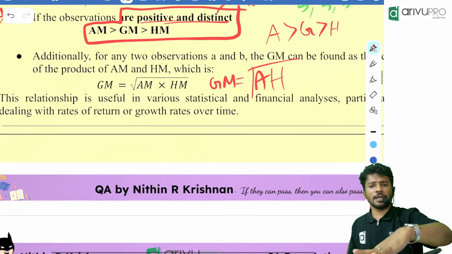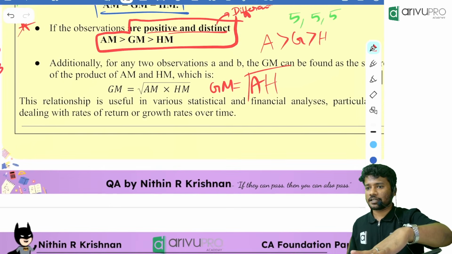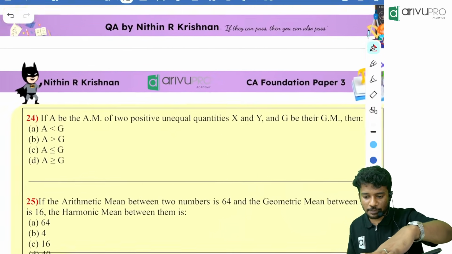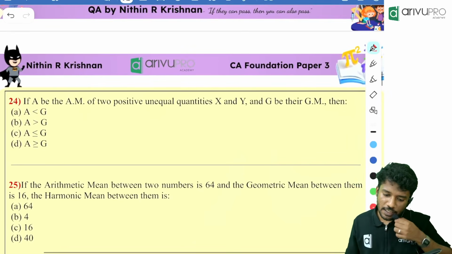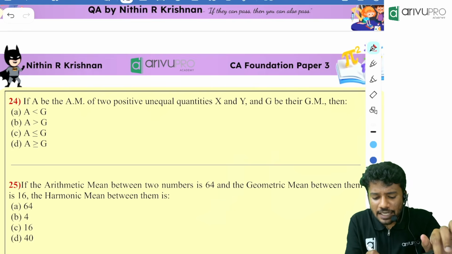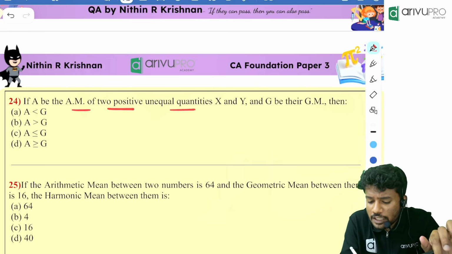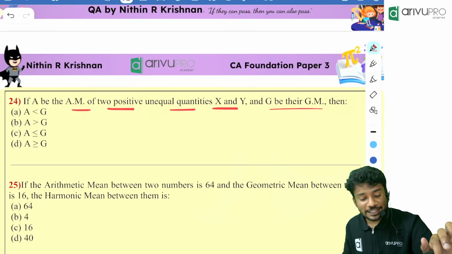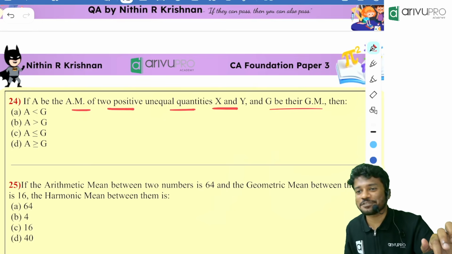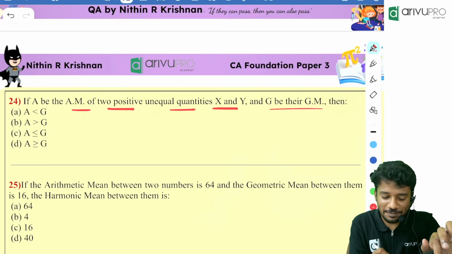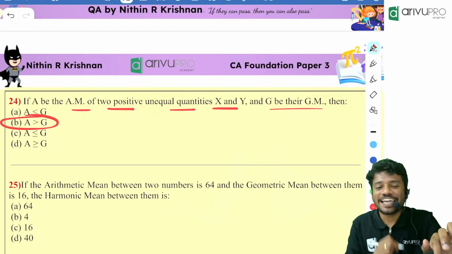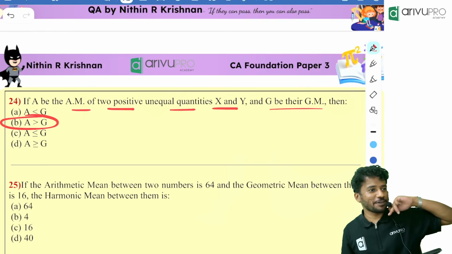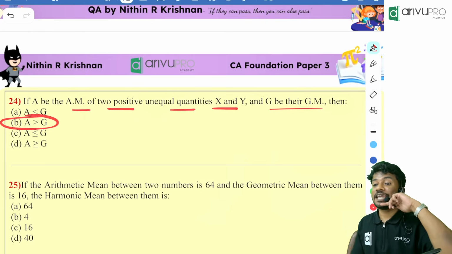Can we solve some questions, people? Ready? Yes. Now the first question. If A be the AM of two positive unequal quantities X and Y, G be their GM, then what is the answer for this? Option B. Yes. A is greater than G is the answer for when two positive quantities are unequal.